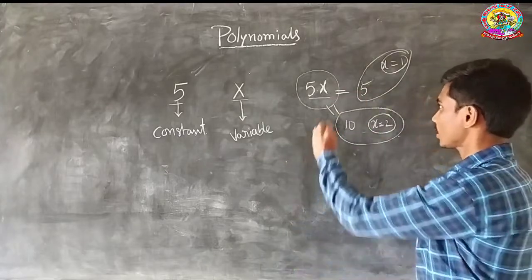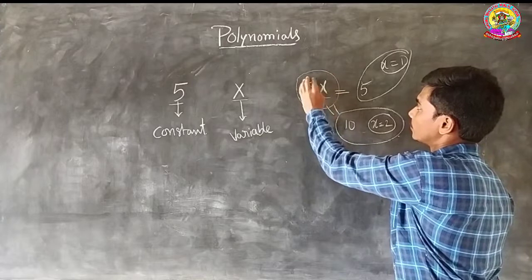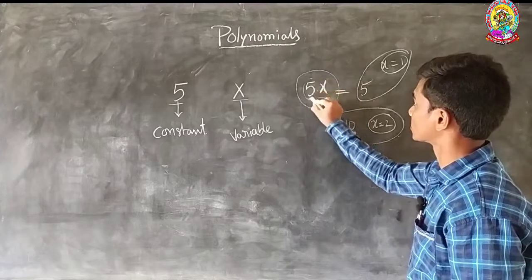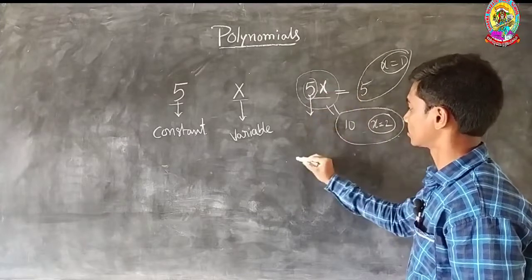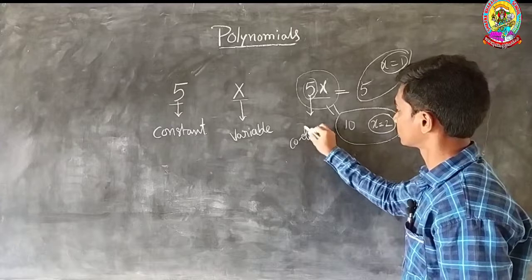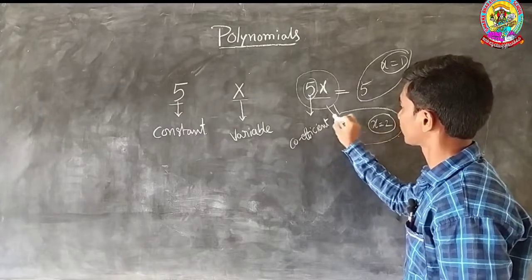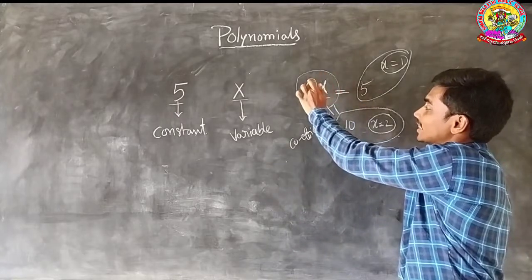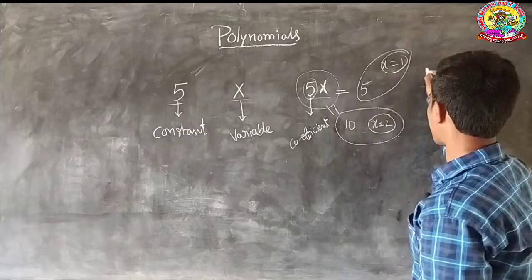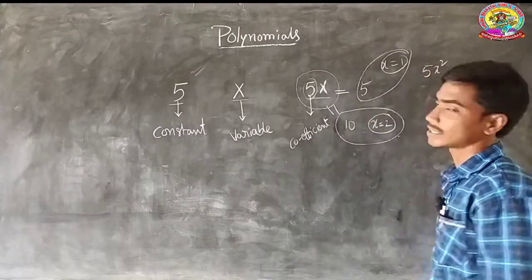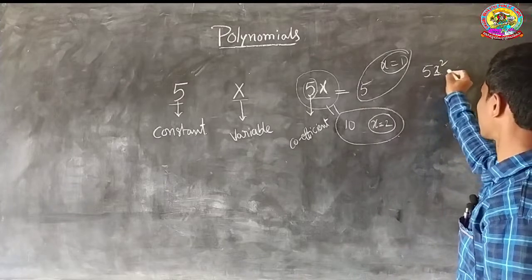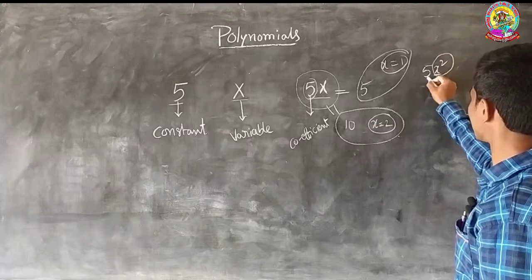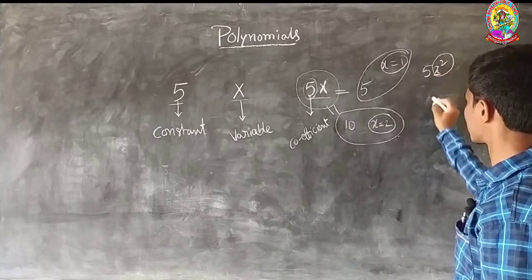Another one, if the variable is multiplied by anything, we call it a coefficient. Here x is a variable and 5 is called the coefficient of x. When something is under multiplication with a variable, that something is called the coefficient. For example, 5x square. What is the coefficient of x square? Which means which term is multiplied with x square, that is 5. 5 is the coefficient of x square.